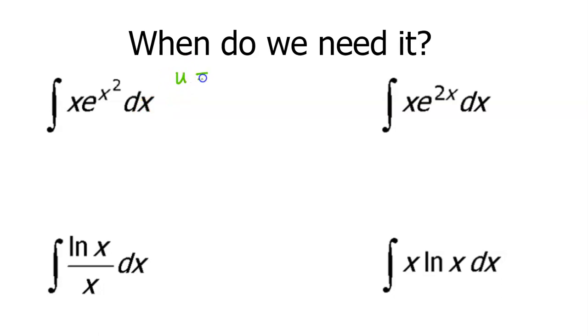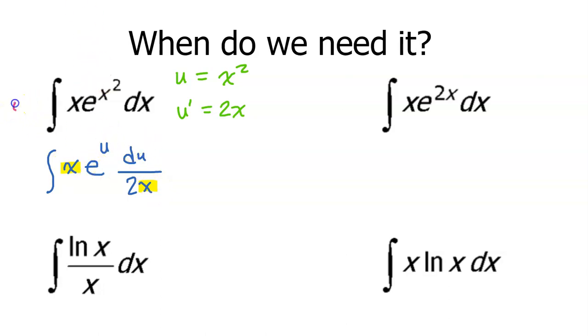Well, let's try. If we let u equal x squared, then u prime is going to equal 2x. When you do the substitution, you get this, and instead of dx, you write du over u prime, so du over 2x. Then we notice that the x in the denominator cancels out the x in the original integrand, and that's what we need to be able to solve this problem by U substitution. So we don't need any new method. We can use the old tools that we already know.